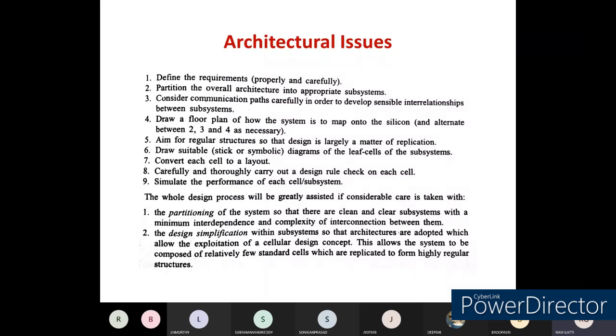The second, we call it partitioning the overall architecture into appropriate subsystems. See, I told you the elevator concept. With this elevator concept you cannot say, okay, I know Verilog, I know VHDL, or let's say I know the system very well, so directly I will go for the implementation, or directly I will start coding which is needed for the elevator mechanism. No, it is not like that.